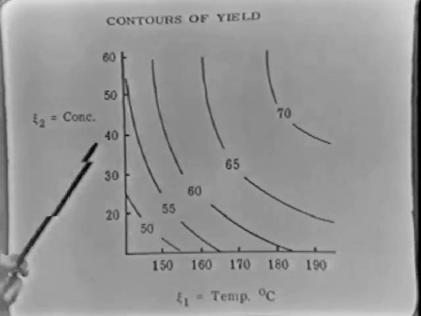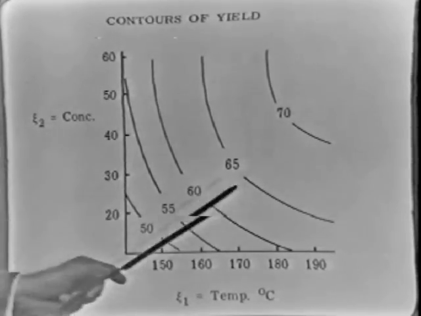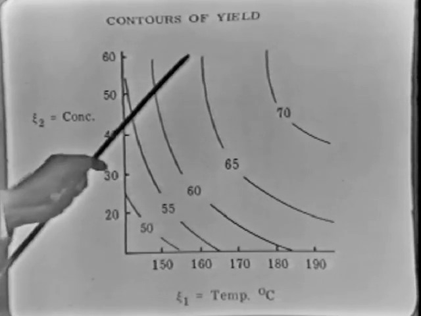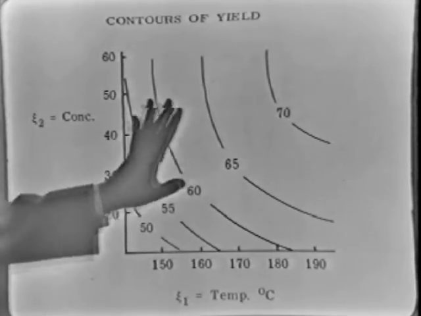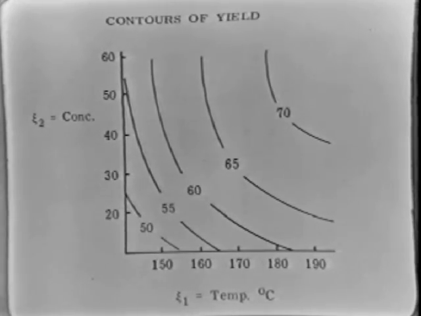See, here's temperature and concentration again. Everywhere along that line, the yield is 60. And everywhere along that line, the yield is 65. And so you ought to be able to see with that contour representation the curved surface that we just illustrated a moment ago. Well, there are lots of different kinds of surfaces you'll run into.